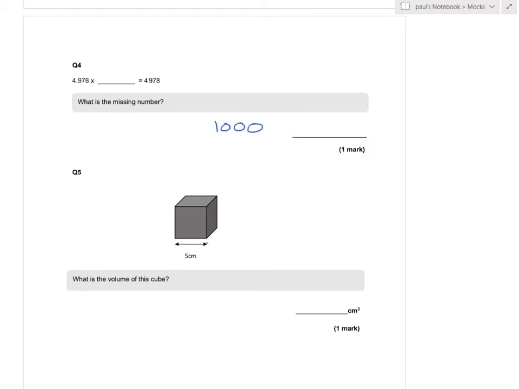What's the volume of a cube? All the sides of a cube are exactly the same. So it's 5 times 5 times 5, which is 125.